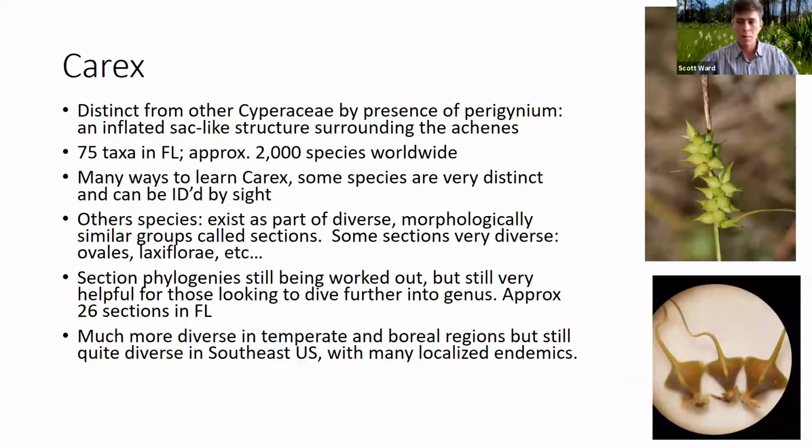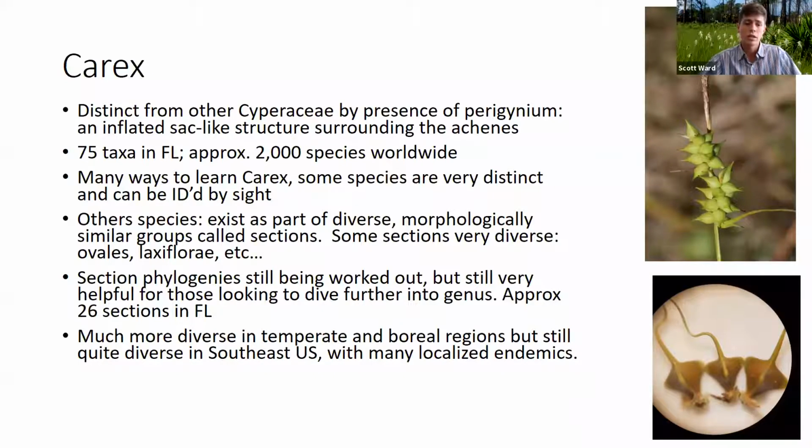Okay, so getting away from kind of the rest of the genera, I'm going to hone in a little bit more on Carex and Rhynchospora since they're so diverse, especially in Florida. So Carex, true sedges, are distinct from other Cyperaceae due to the presence of a perigynia, so this inflated sac right here. If you open up these little perigynia here, you can find akenes. And they're often trigonous, kind of sharply three-angled like this, but sometimes they can come in other forms. There's about 75 taxa in Florida, but there's about 2,000 species worldwide. So, it's a really, really diverse genus.